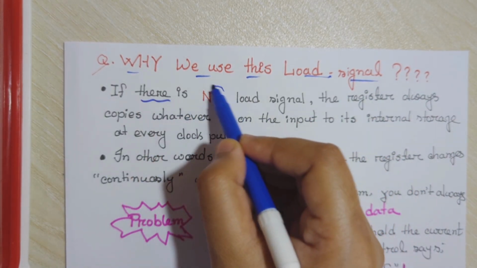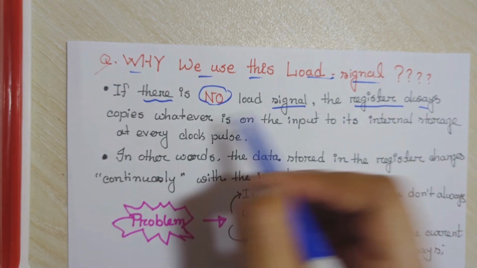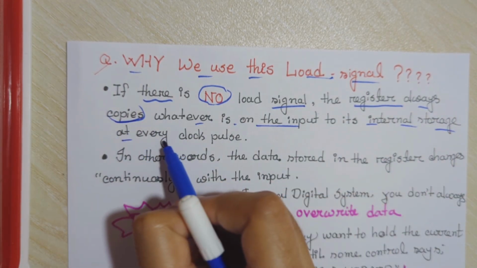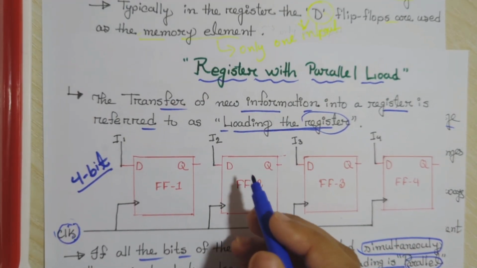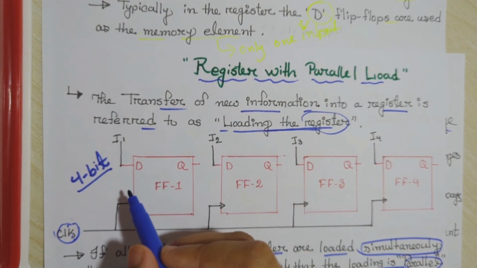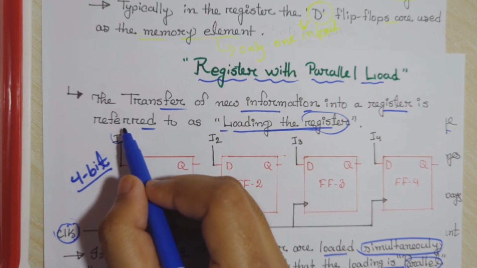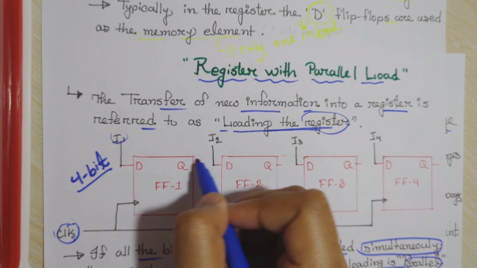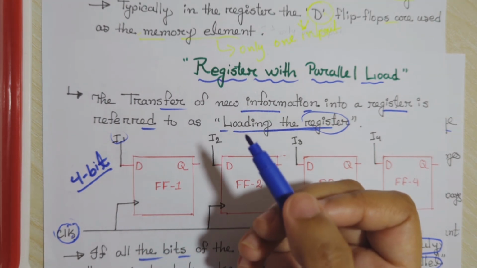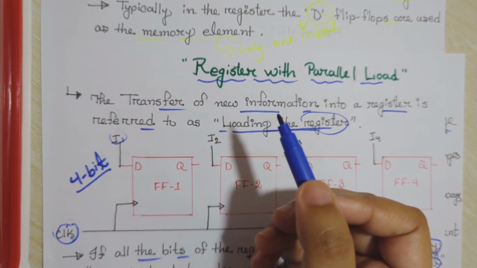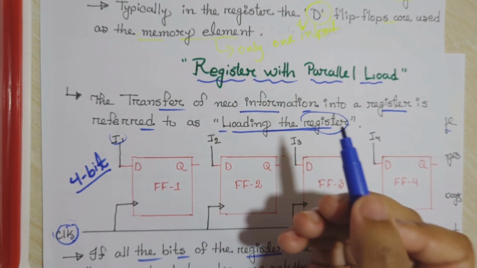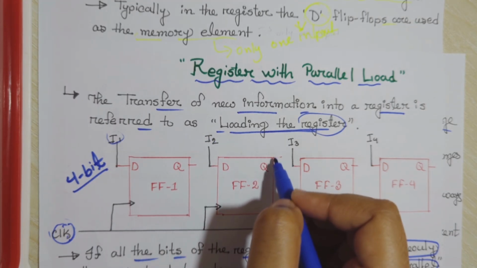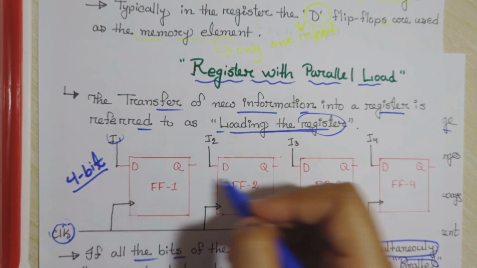Suppose there is no load signal, then the register always copies whatever is on the input to its internal storage at every clock pulse. See the diagram, here we don't use any load. If we give I1 as input to this flip-flop, we will get the same input as our output. From the D flip-flop, we know that if we give A as our input, we will get the same value as our output. So I1 will be the same as our output. Here I2 will be the same as our output from flip-flop 2. This is the same process.